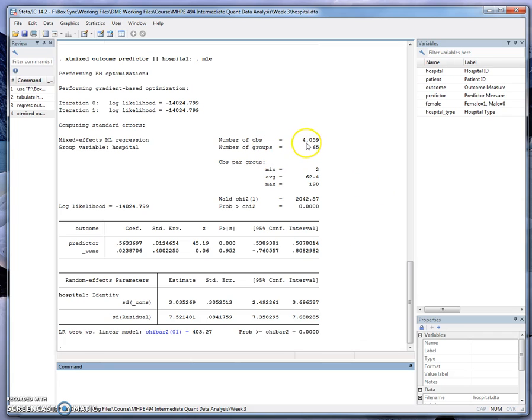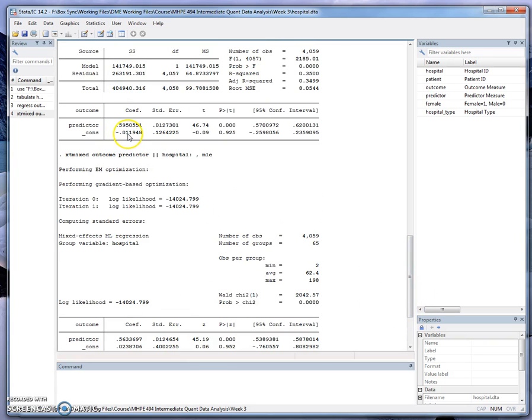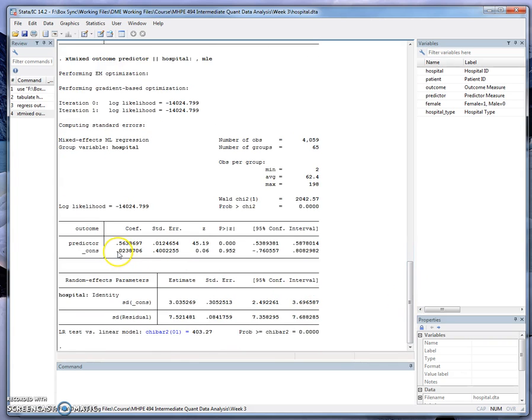It shows you that you have about 4,059 observations of data and 65 hospitals. On average, there are 62 patients per hospital, ranging from 2 patients all the way through about 198 patients per hospital. You can see that the predictor is very similar to what we had before, but the intercept is quite different. Earlier, if you recall, the intercept was negative 0.01. Now we have an intercept of 0.02, and you can see this other output that's produced here.